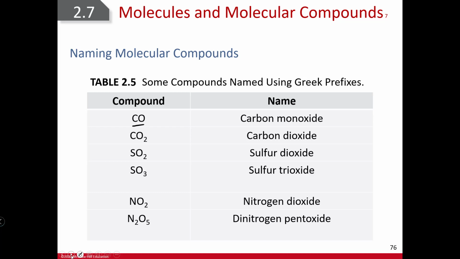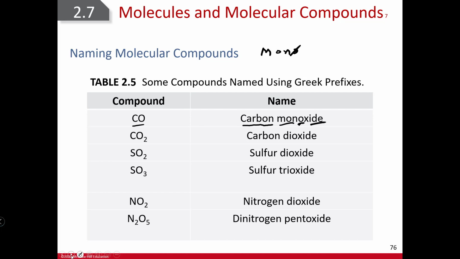So we state the first nonmetal by its full name, change the second nonmetal to an IDE ending, and for this one, we do use the word mono. And though mono ends in an O, we don't double up on the O's here. If the element begins with a vowel, we drop the vowel off of the prefix.